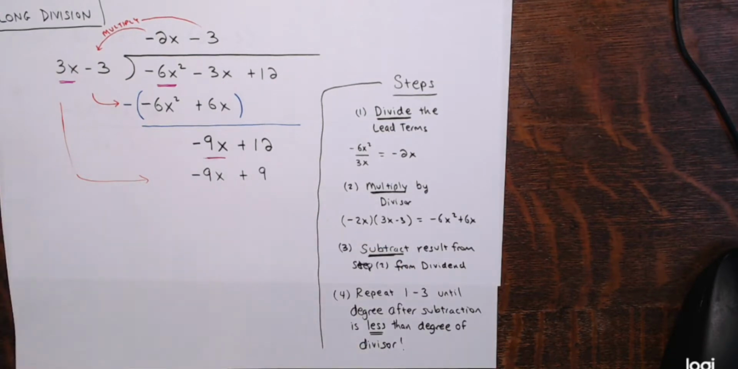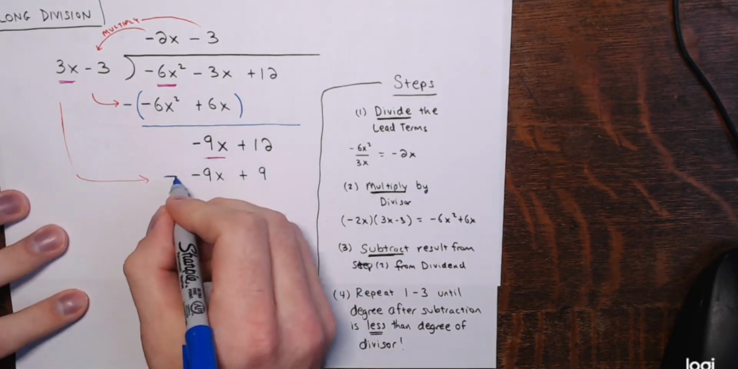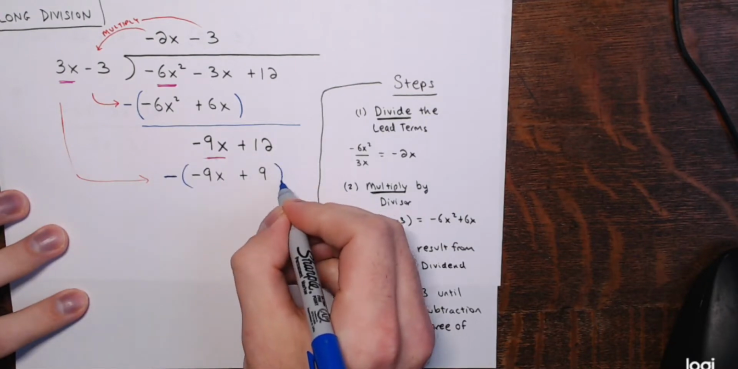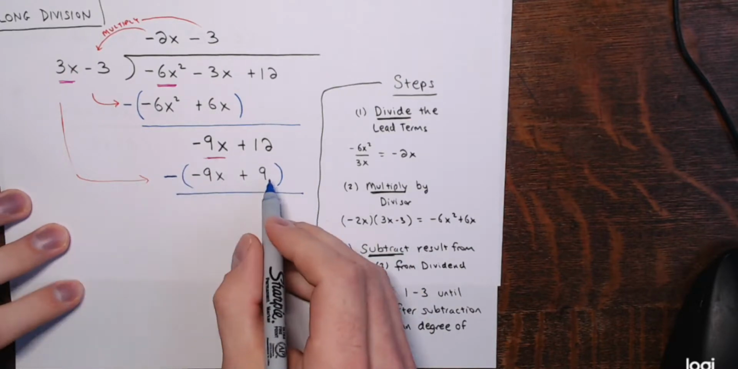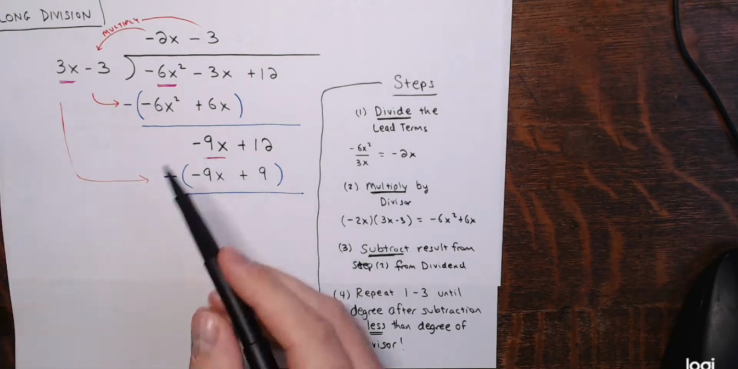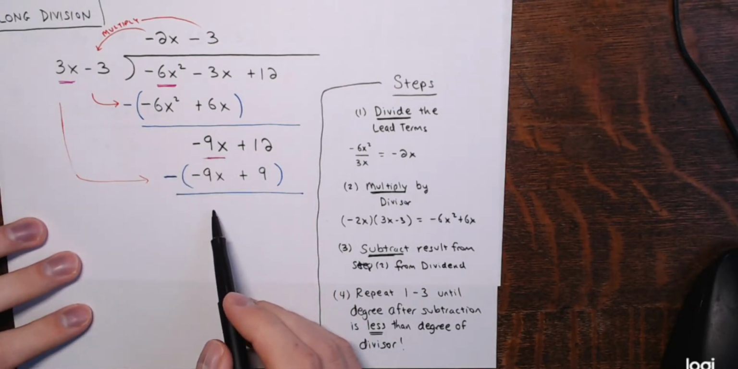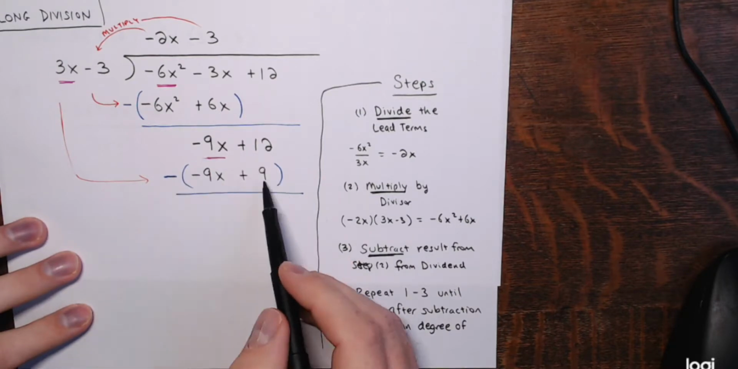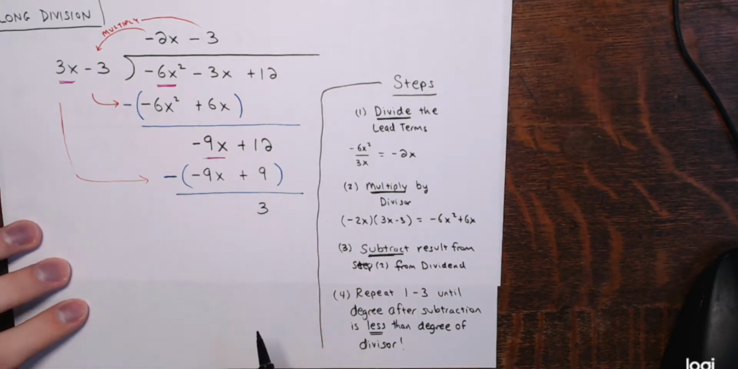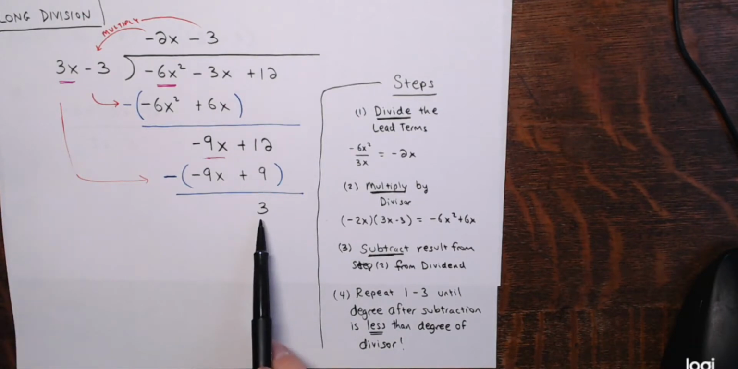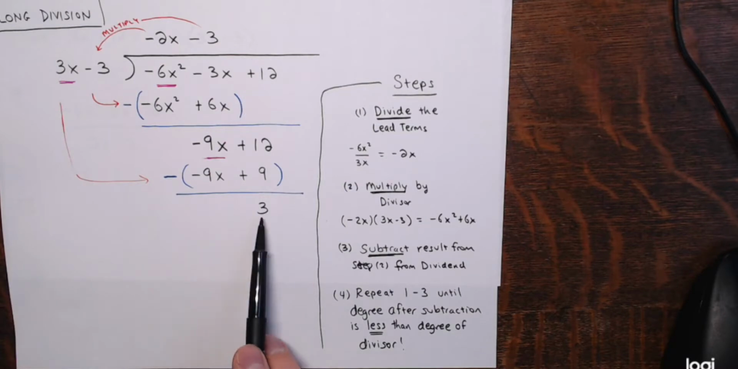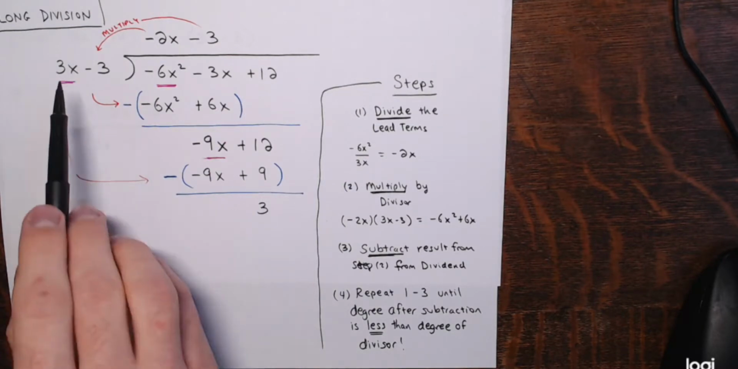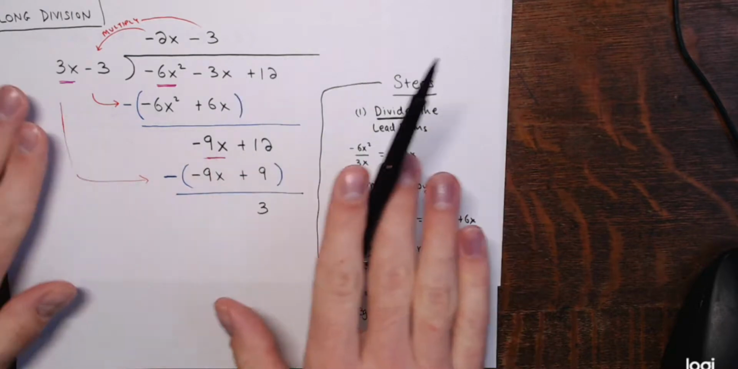And now comes the subtraction step. I subtract, put a big minus sign here, and then all of this from the line above it. Don't forget big parentheses, right? You're subtracting each term. Well, negative 9x minus negative 9x would be 0. 12 minus 9 is 3. The degree of 3 is 0, right? The degree of a constant is 0. The degree of the divisor is 1. So the degree after subtraction is less than the degree of the divisor. I'm done. I'm finished.